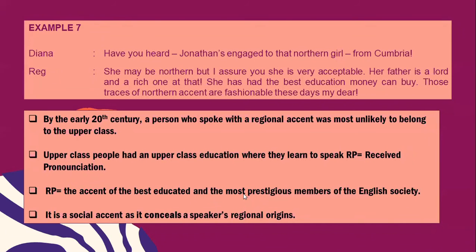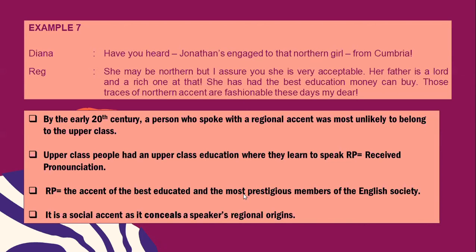Next, example 7 on page 147. Diana, have you heard? Jonathan's engaged to that Northern girl from Cumbria. She may be Northern, but I assure you she is very acceptable. Father is a lord and a rich one at that. She has had the best education money can buy. Those traces of Northern accent are fashionable these days, my dear.